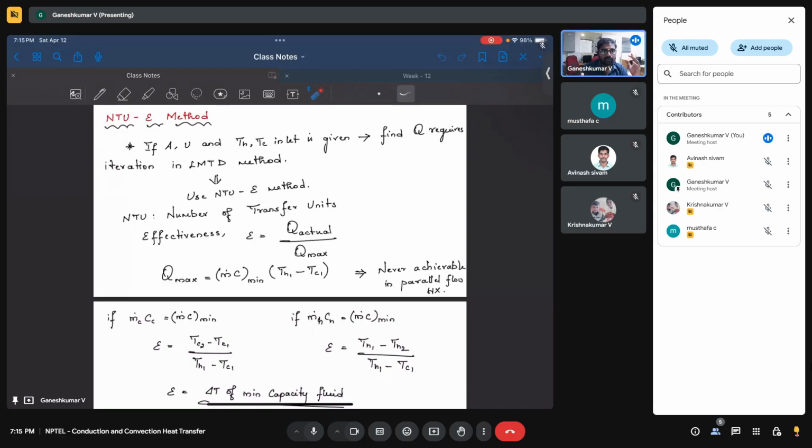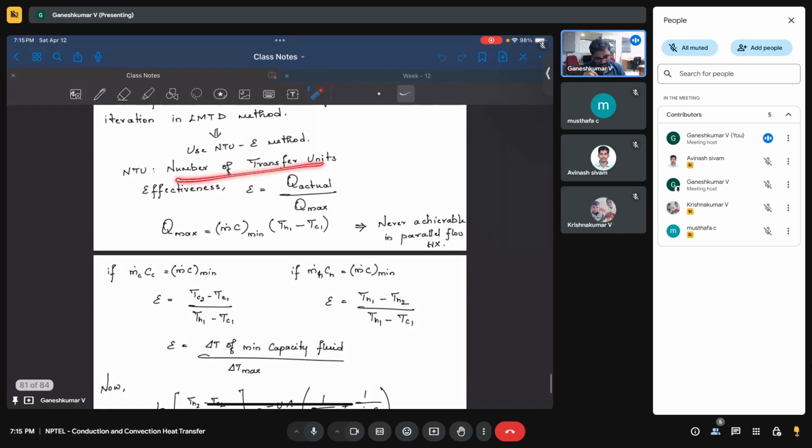Now we don't know both the temperatures at the exit. Okay, so then we follow some other method called the NTU epsilon method. For that you can also use LMTD, but you need to do some iterations to narrow it down to a certain value. Okay, so instead you can use the NTU epsilon method, where NTU is nothing but number of transfer units and epsilon is the effectiveness. Here it's the effectiveness of the heat exchanger, which is nothing but the actual heat transfer divided by the maximum heat transfer that can happen.